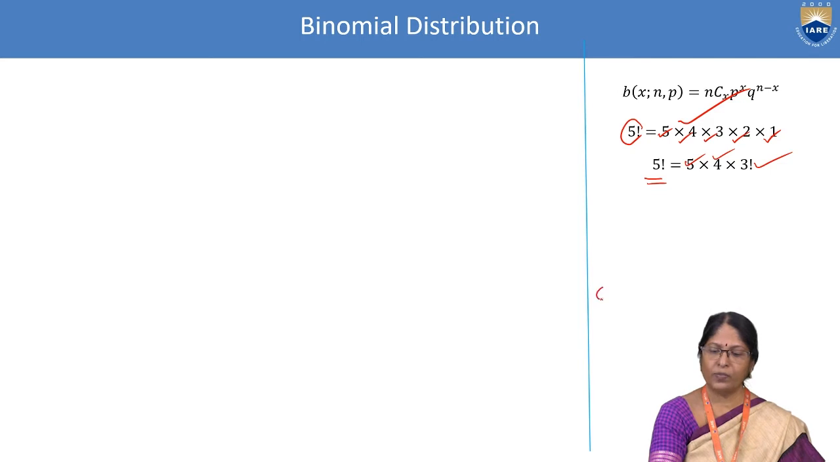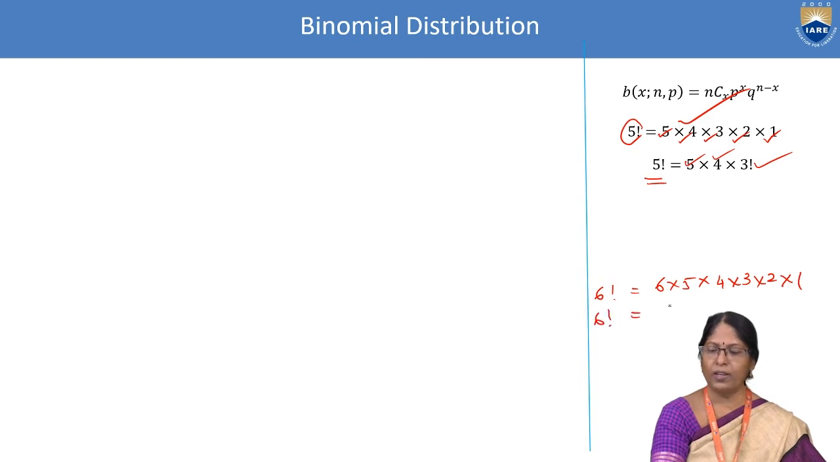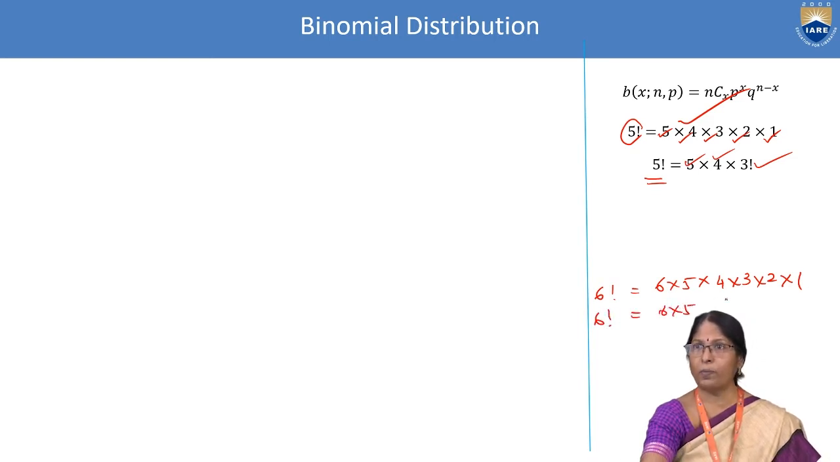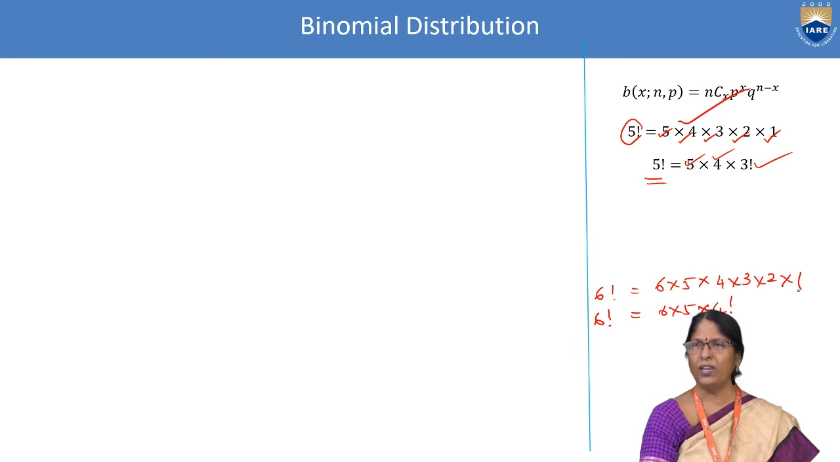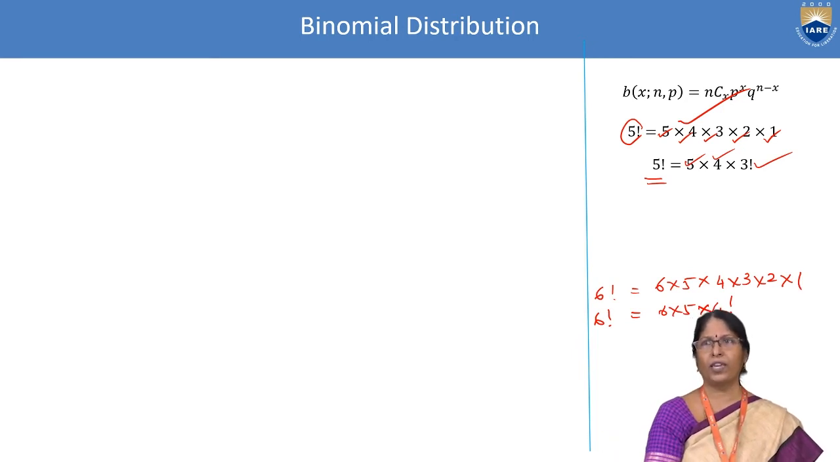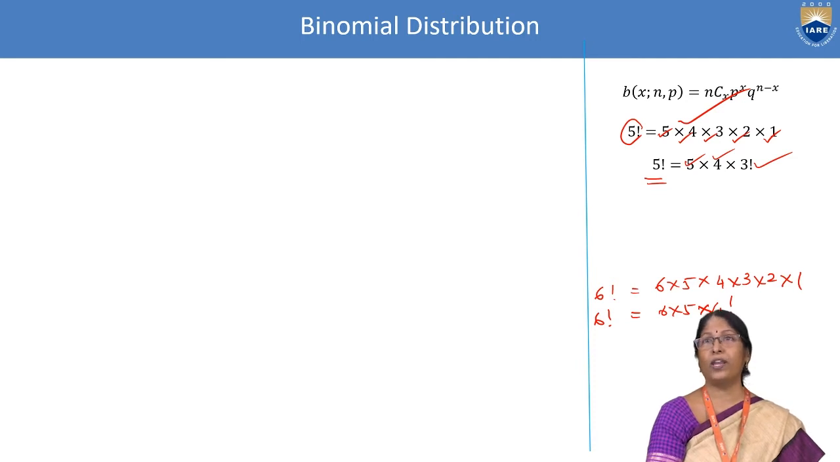Now suppose 6 factorial is there. We can write 6 into 5 into 4 into 3 into 2 into 1. The same 6 factorial, 6 into 5 into, I want to stop at 4, we can stop it. Nothing wrong in it, but keep the factorial symbol. Otherwise, up to 1 we have to go. It's a very simple concept we have to keep in our mind, because this is going to play a very important role while deriving the mean and variance of the binomial distribution.